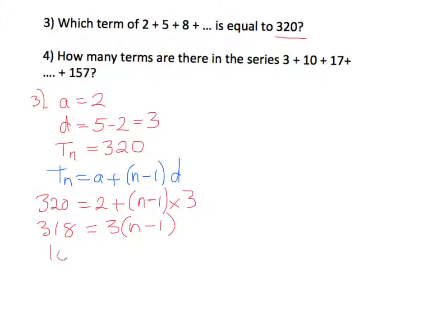So we get 106 equals n minus 1, and then we'll add 1 to both sides. So it's going to be the 107th term is equal to 320.